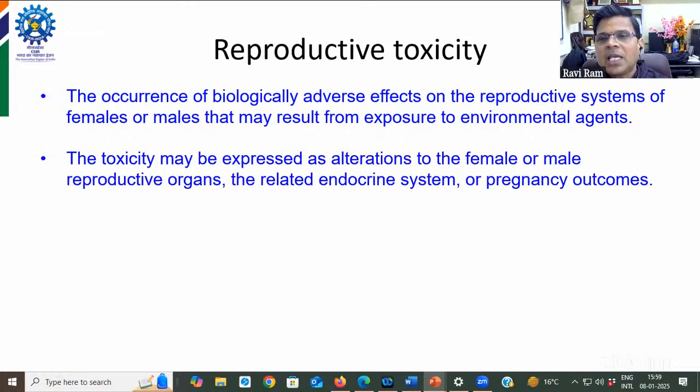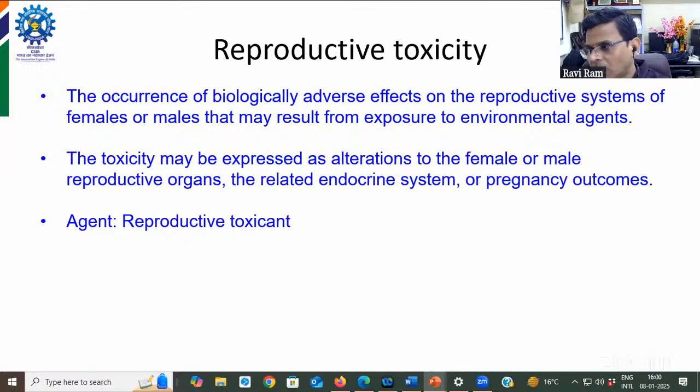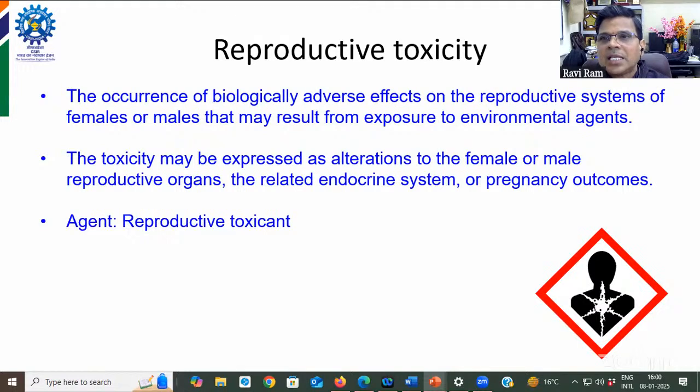And this can be anything in terms of effect on the reproductive organs per se, or effects on endocrine systems. I'll talk about endocrine influence in just a couple of minutes. And then the impact on pregnancy outcomes. Any of these can fall into this area of reproductive toxicity, and the agent that causes reproductive toxicity is referred to as a reproductive toxicant. That chemical or agent which causes these kinds of changes in the reproductive organs is referred to as a toxicant, and generally you will see this kind of symbol on any of the bottles of the chemicals.